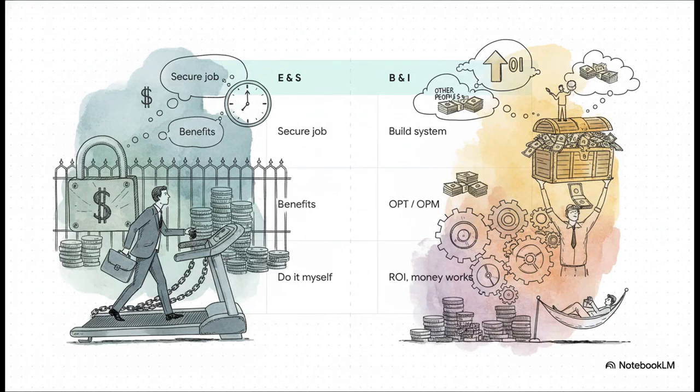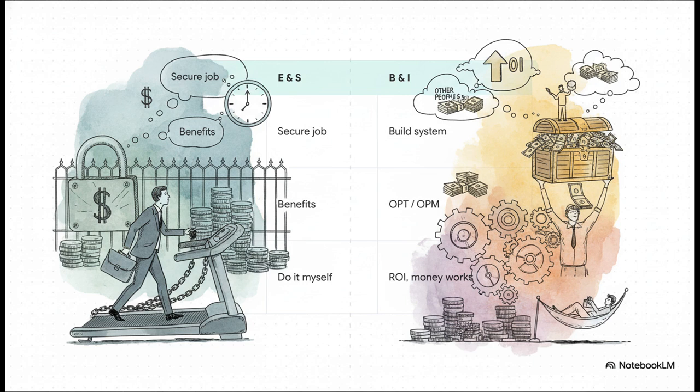Now, what's really fascinating here is how the vocabulary completely shifts depending on which side of the quadrant you operate from. Over on the left side, the language is totally driven by a desire for certainty. E talks about a secure job and benefits. And S will say things like, well, if you want it done right, you got to do it yourself, or my rate is $75 per hour.